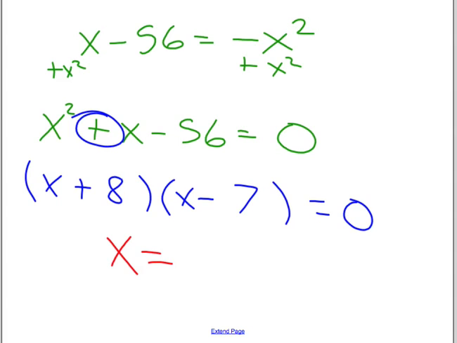So what would x equal? Negative 8 and positive 7. That's right. Okay, so there's your answers.